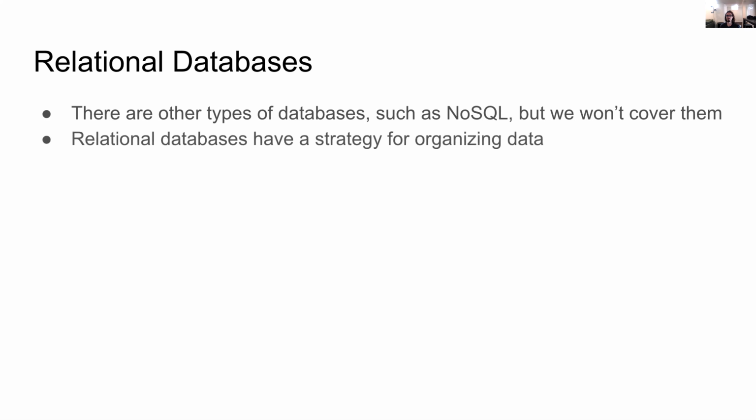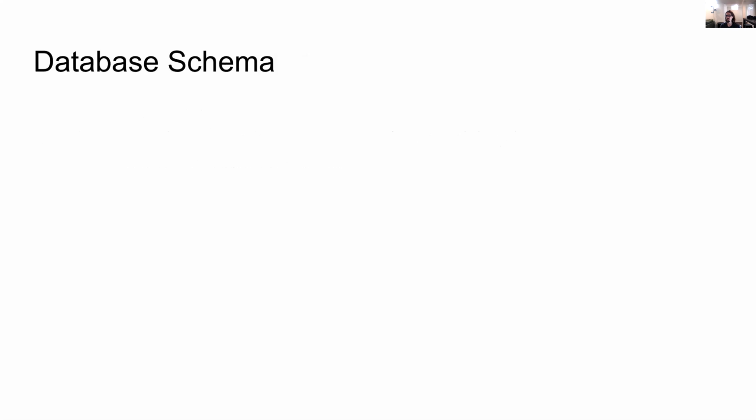Relational databases have a strategy for organizing their data, and this is called the database schema. So let's talk about this database schema more specifically. Yeah, Kyle.